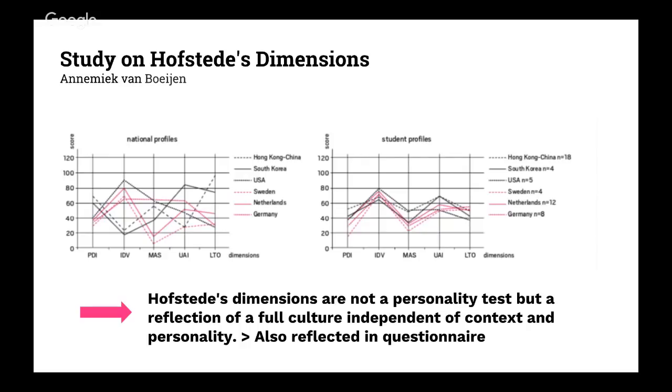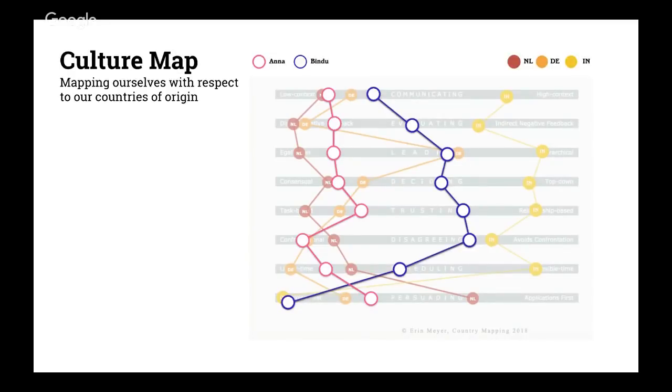What would they do? So we were curious about Erin Meyer's culture map. You can also make your personal values and compare them to your country values. However, with her, the questions are really related to you. So we were interested in how this behaves with the cultural dimensions, and we filled it out for me and Bindu.